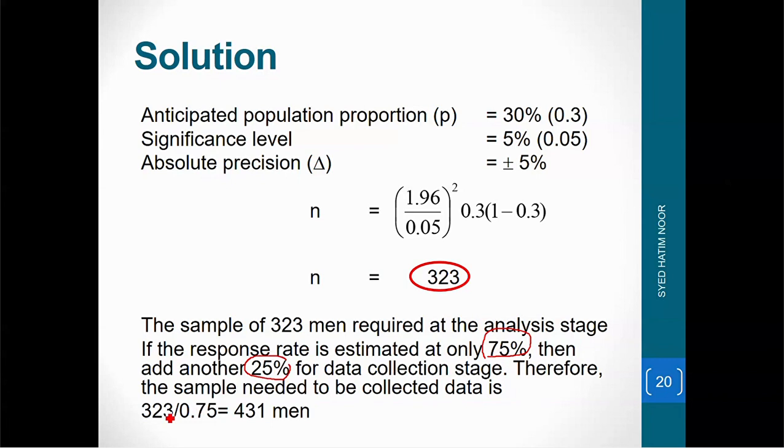So when we calculate sample size, you take the sample size divided by 1 minus your non-response rate. Non-response rate will be 25%, so divided by 0.75. That's why you got 431.